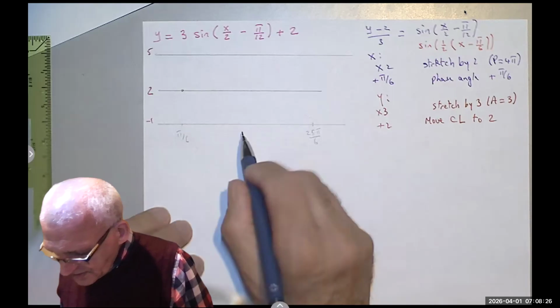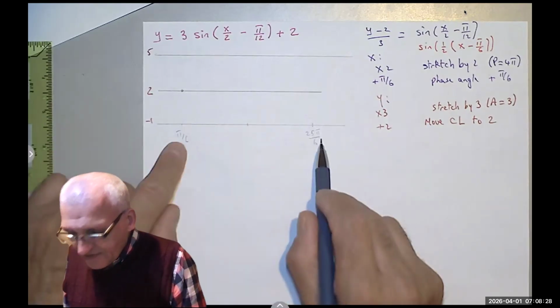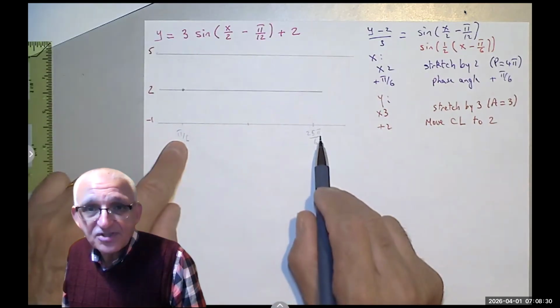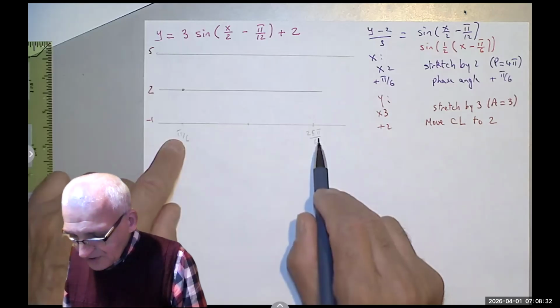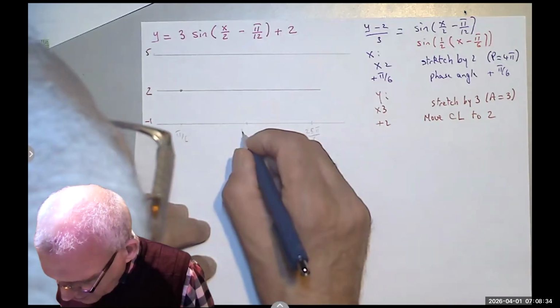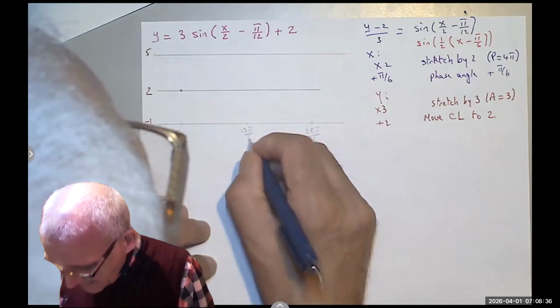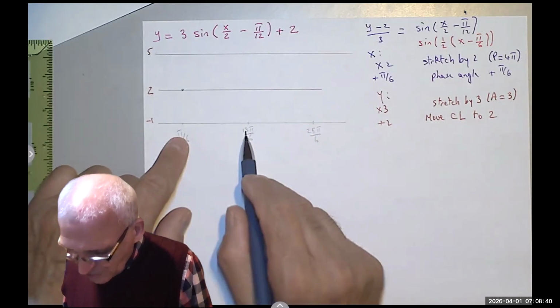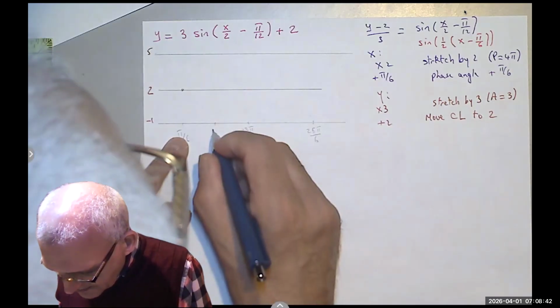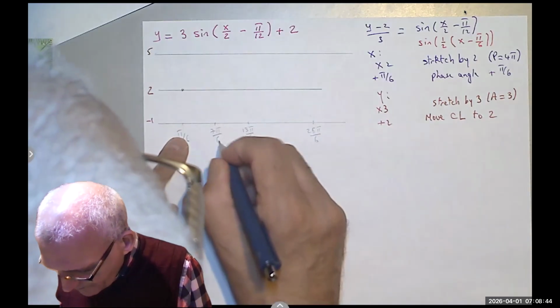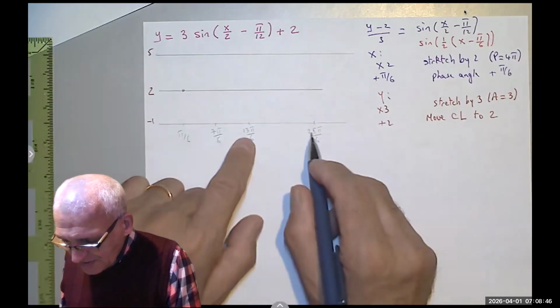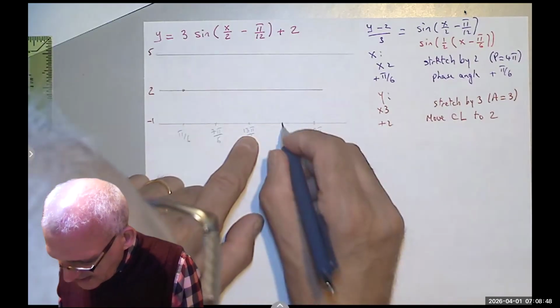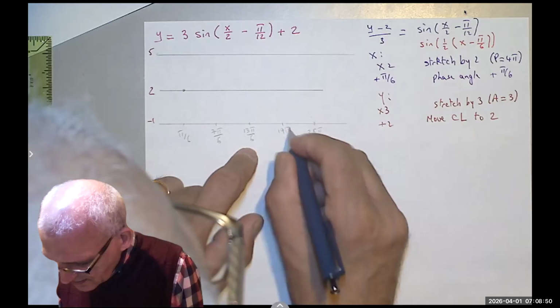The midpoint would be the average of pi over 6 and 25 pi over 6, which is 26 over 2. So it would be 13 pi over 6. The average of those, 14 over 2, is 7 pi over 6. And the average of these two, these are 38 over 2, is 19 pi over 6.